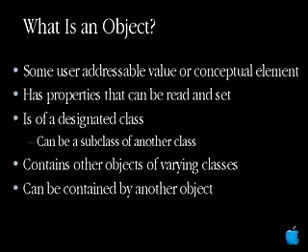Those properties can be read and set, preferably from the scripting language. It's of a designated class, so it can be told apart from other things of that class. And that class may be in a hierarchy, and it can share some things or inherit some things from other classes. It can be a container of other objects, like a window can contain data elements, or a folder can contain files, or a page can contain graphic objects, or a paragraph can contain words or characters. And it can be contained by other objects as well.